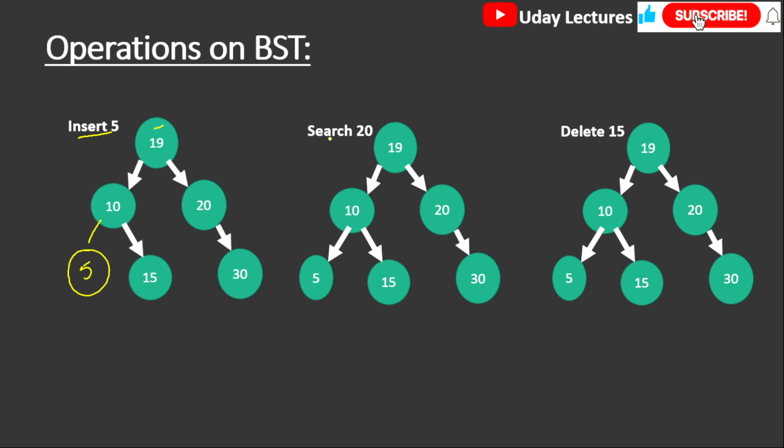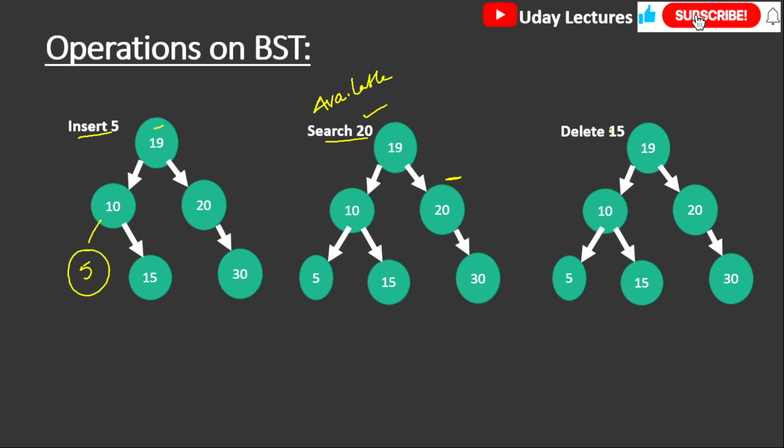And I'm asking to perform the search operation. If you'd like to find whether a particular value is present in this tree or not, we can use the search operation. The outcome of this operation will be that 20 is available. Since 20 is already in the binary search tree at this particular position, we say that 20 is available in the binary search tree.